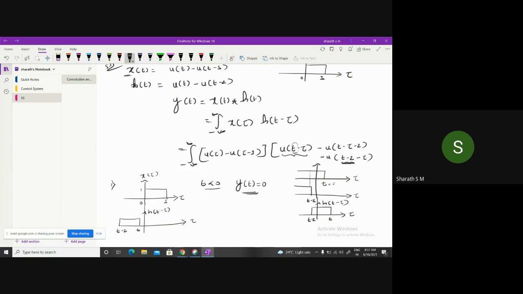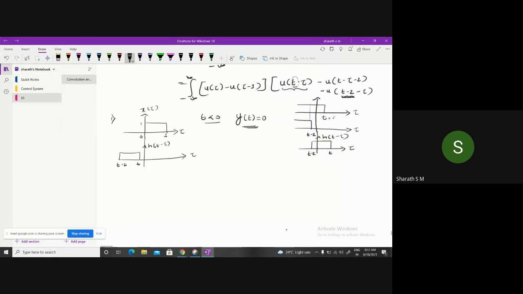That is the first case. Always we need to write down the output. We need to show that as 0 for a range in that signal where there is no overlap between those two signals. So in this problem, whenever t is less than 0, it's not possible to overlap those two. That's why we can write the output is equal to 0.